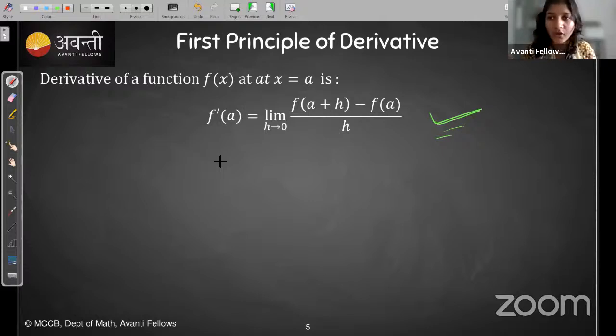So is it clear to you all? Any doubt in this? Just remember this statement. Using this, we can find the derivative of a function at different points. That we will see in the next slide. We'll see one example also. So if no doubt, then we'll move ahead.